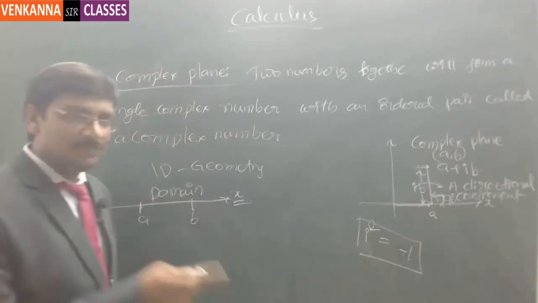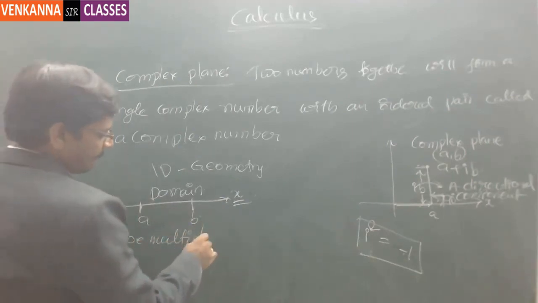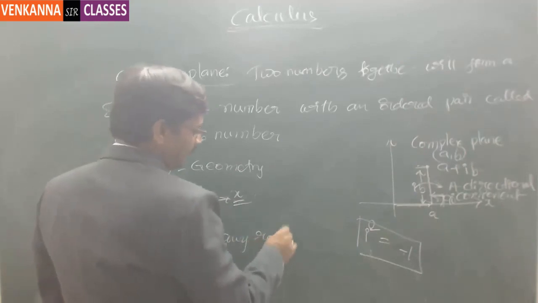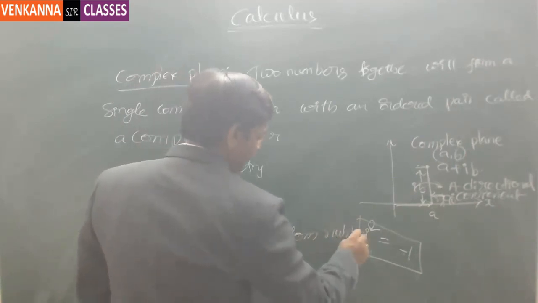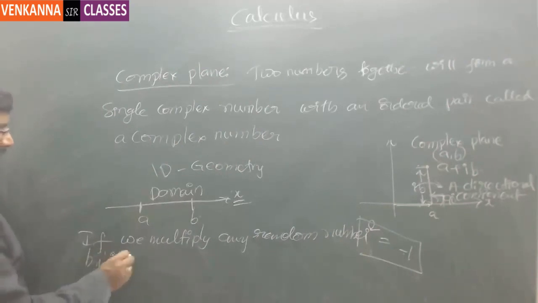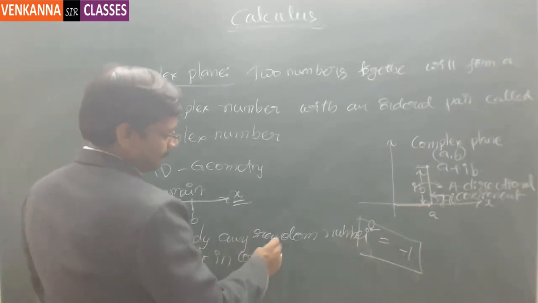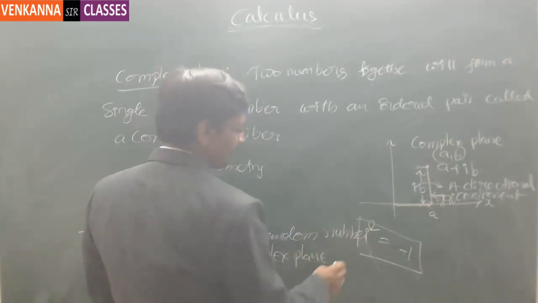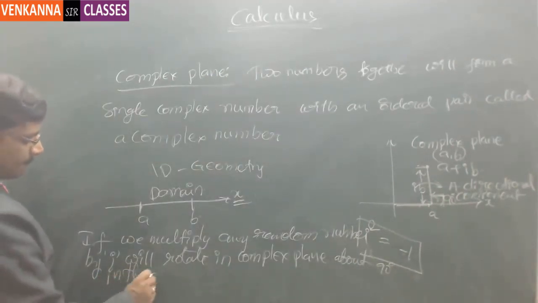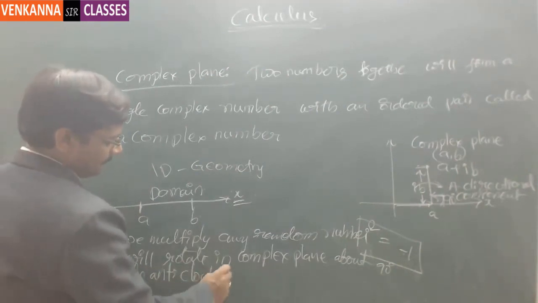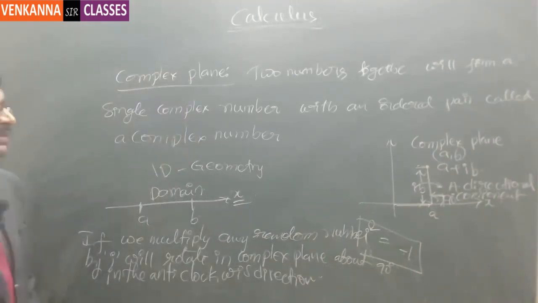How does it come? From the definition of i, if you multiply any real number or any random number by i, it will rotate in the complex plane by about 90 degrees in the anti-clockwise direction. This is the definition of i.